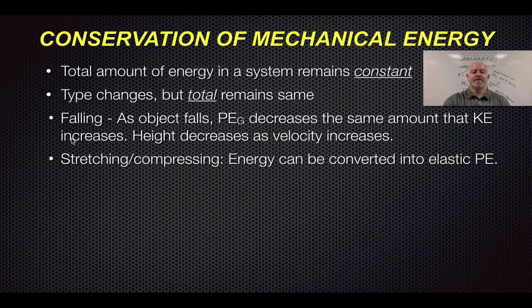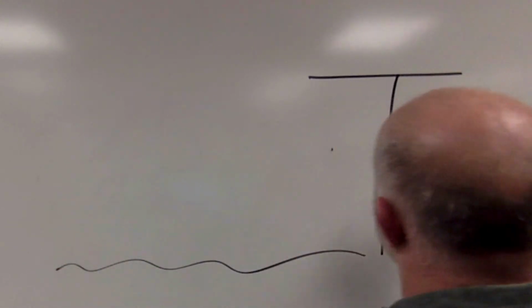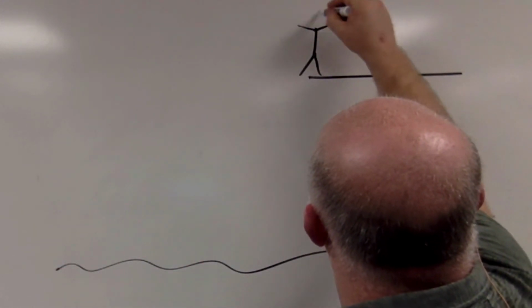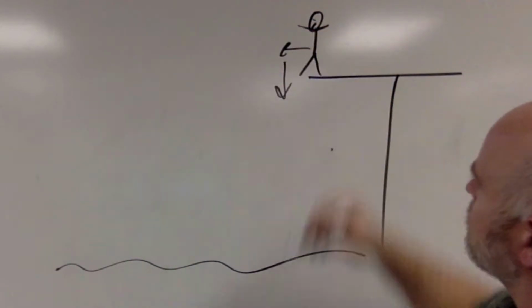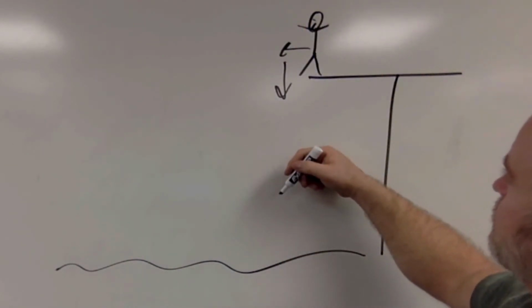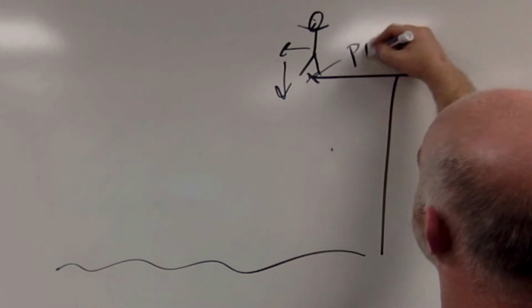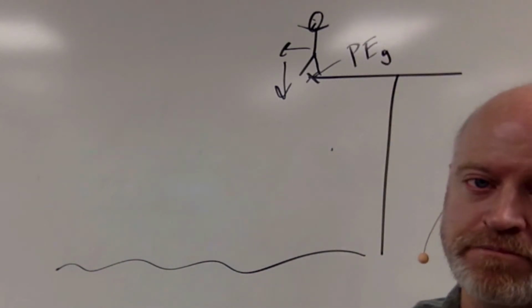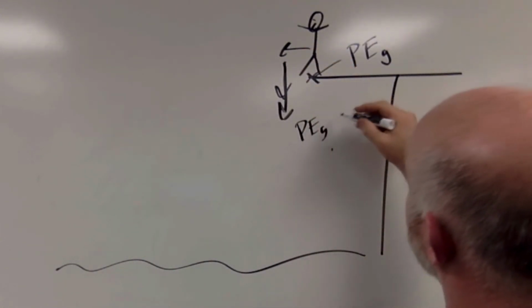If something is falling, let's take a look at that. Let's do something simple like a diver off of a diving board. If a person falls off a diving board, stepping straight off the board, let's talk about their energies. At the very top, all their energy is potential energy due to gravity. But as they fall, their potential energy due to gravity is going to decrease.